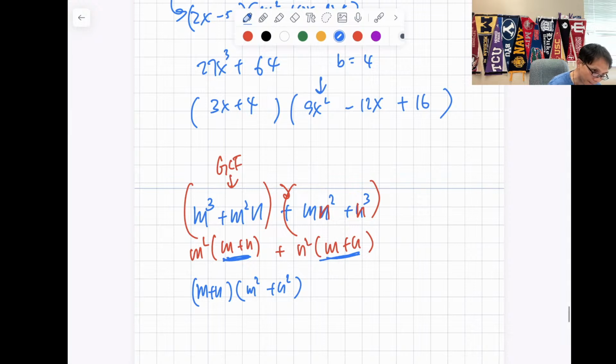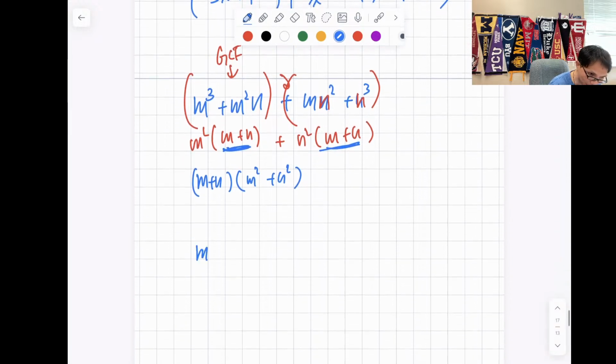You can try one again. m squared plus mn minus 3m minus 3n. This one's kind of tricky, so you've got to be careful.